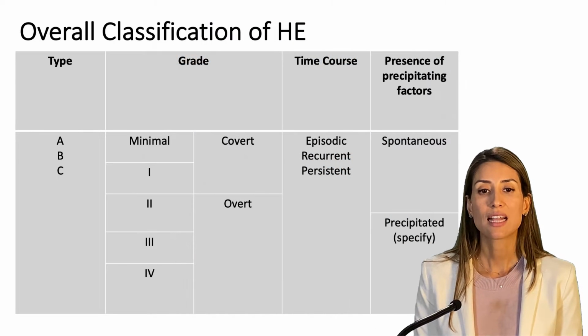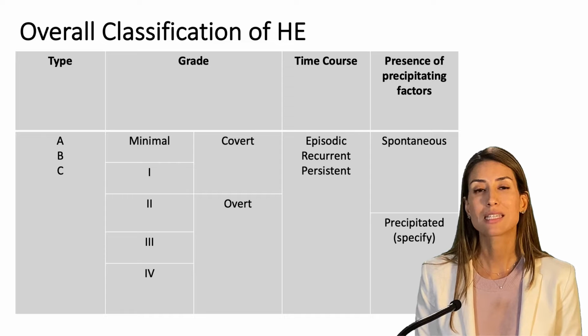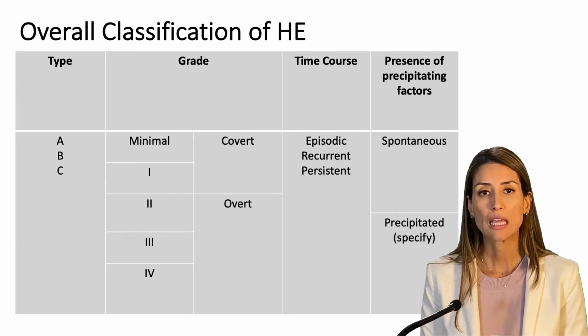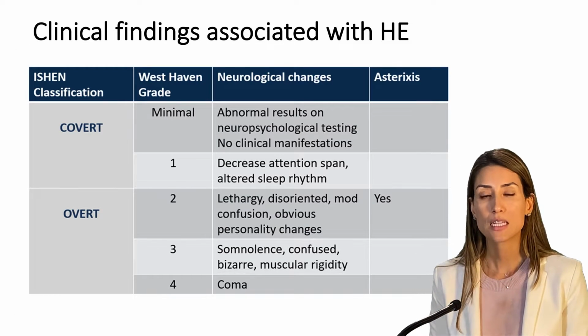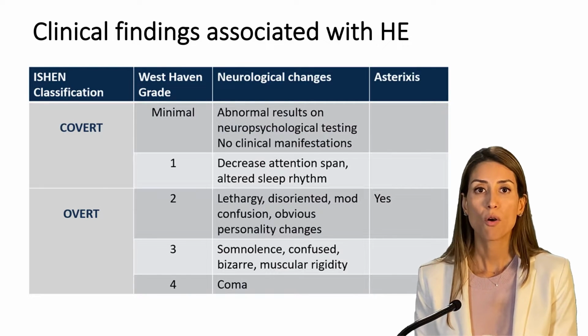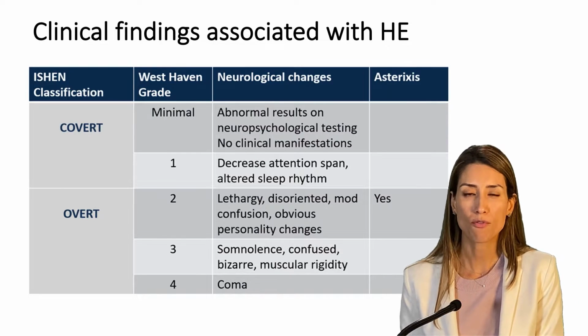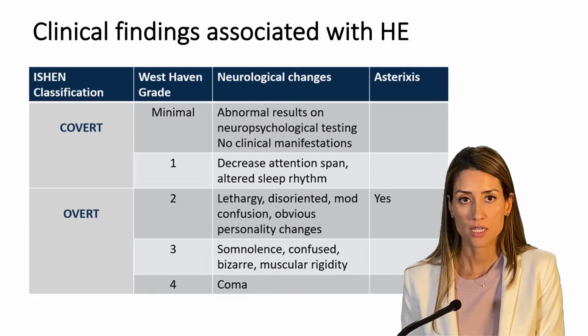Hepatic encephalopathy is classified into three types, type A, B, and C. We're going to focus on C, which comes from cirrhosis. And there are also different grades of hepatic encephalopathy that go from covert to overt. Minimal and grade 1 stand for covert, and grade 2 through grade 4 stand for overt encephalopathy.